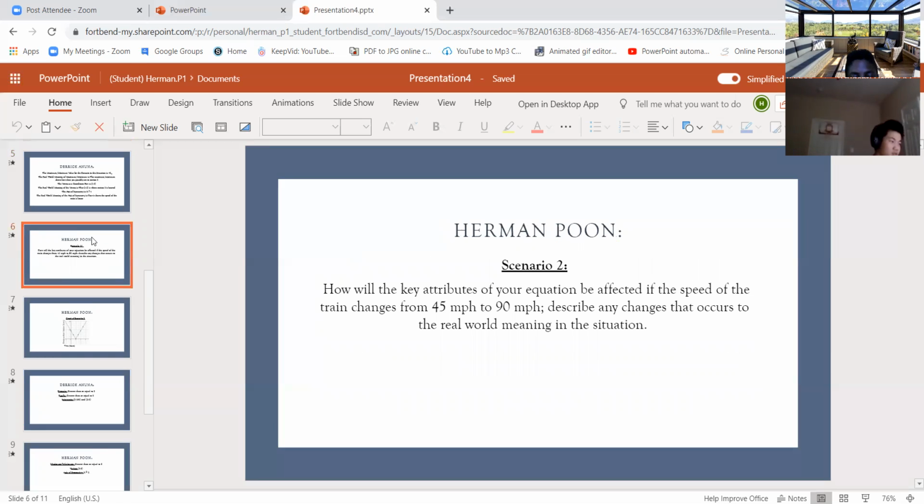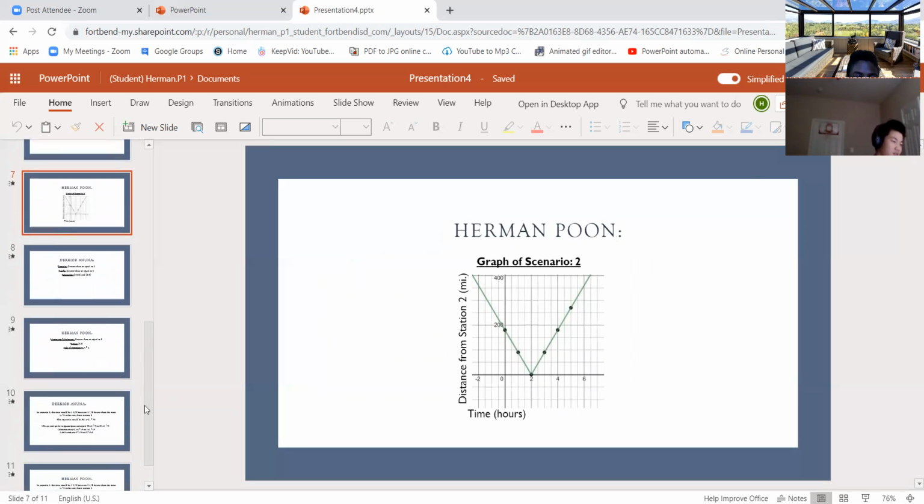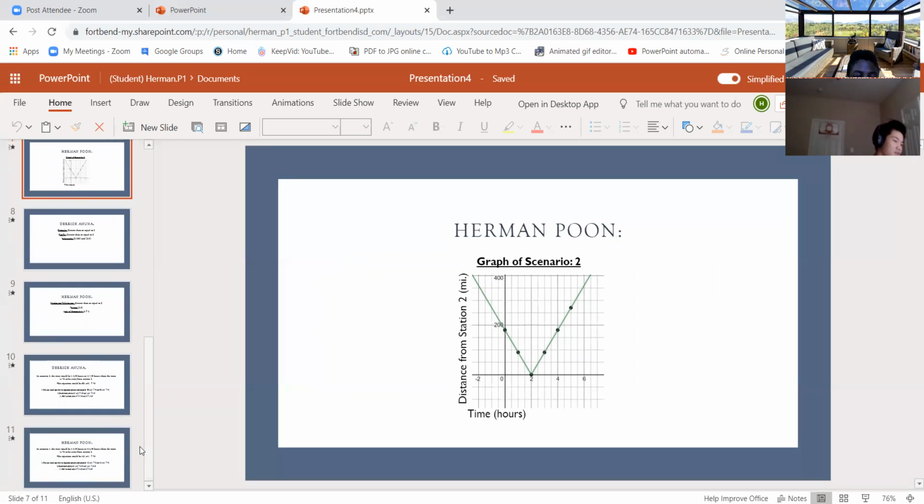In scenario 2, how will the key attributes of the equation be affected if the speed of the train changes from 45 miles per hour to 90 miles per hour? Describe any changes that occur to the real world meaning in the situation. This is our graph of scenario 2. The x-axis represents time in hours, and the y-axis represents the distance from station 2 in miles.